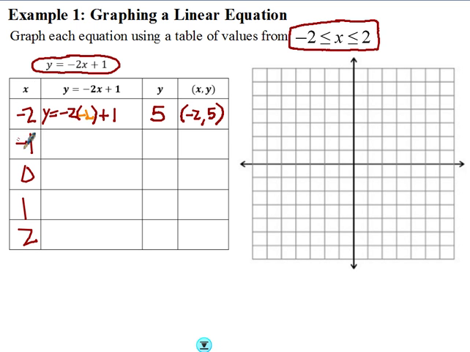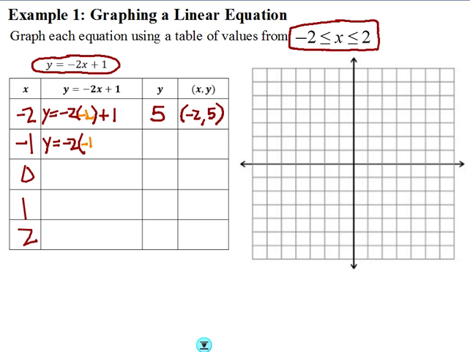Negative 1 is the next x value. You see the x value is changing? So what if x is negative 1? Again, plug it into the equation. So we're going to rewrite it. y equals negative 2 times x, but again, instead of x, this time x is negative 1, so we're going to put negative 1.